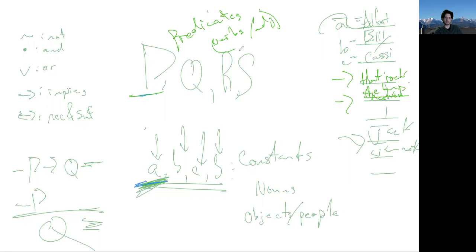Okay, so the idea is we have predicates that are verbs or adjectives, and we have constants that are like nouns, like objects or people. And so we pair them up just by taking the capital letter and putting the lowercase in front. So for instance, if S means is a sailor, then Sa just means Albert is a sailor.